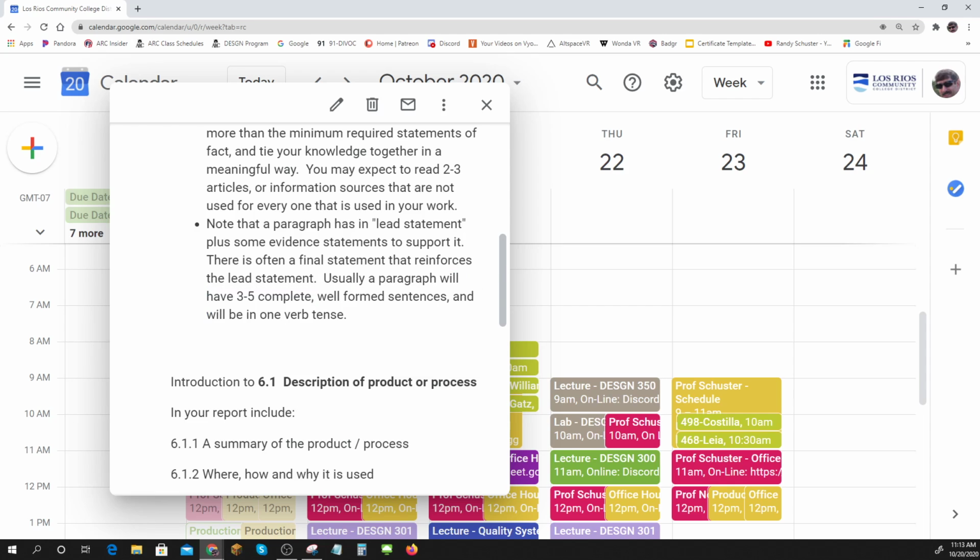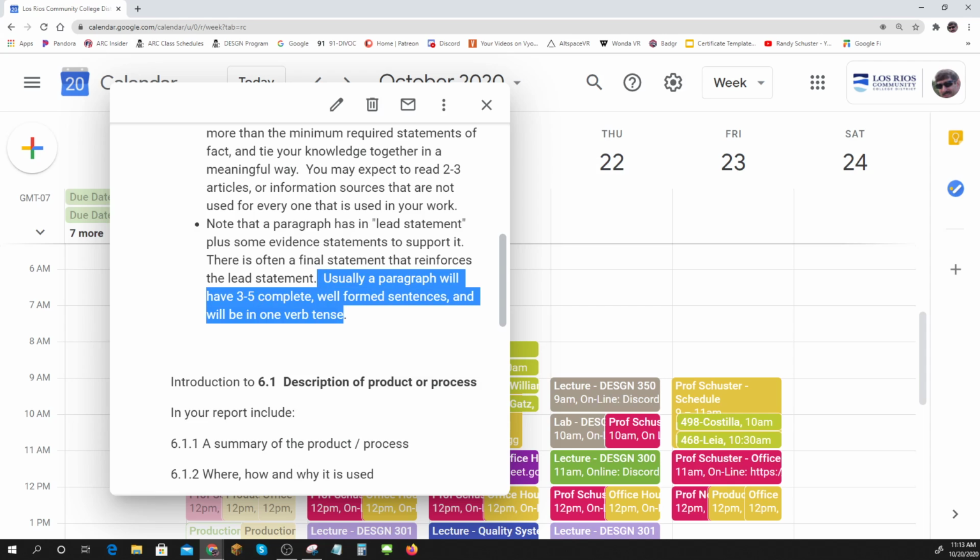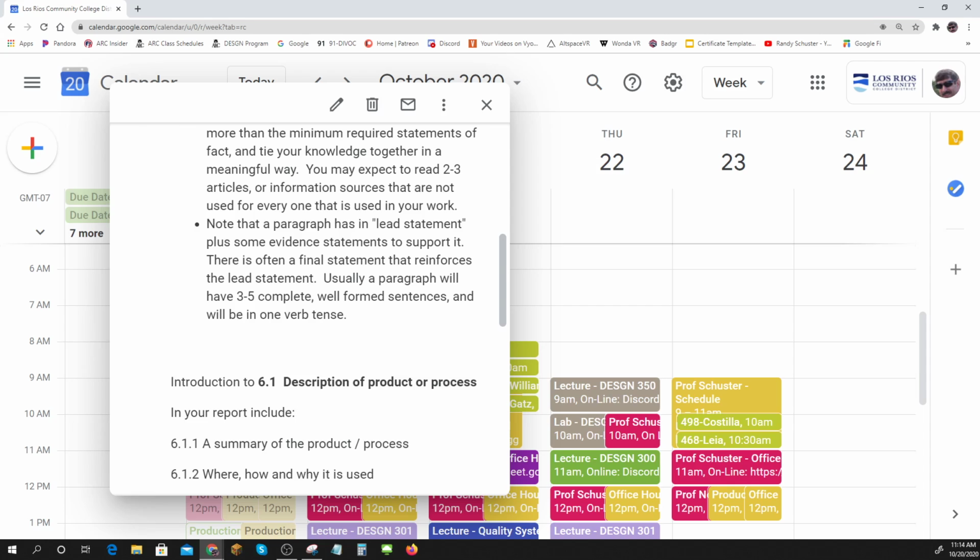But complete, well-formed sentences and one verb tense. So usually in a report type thing, an entire paragraph will be present tense: I am, it is, you see, versus past tense: I was, it was, or future: we will, it shall, we're gonna, things like that.